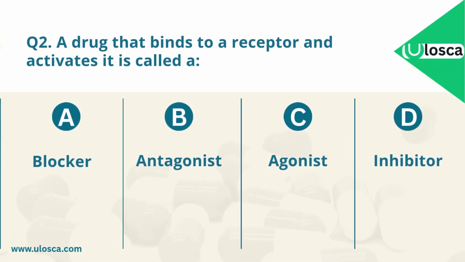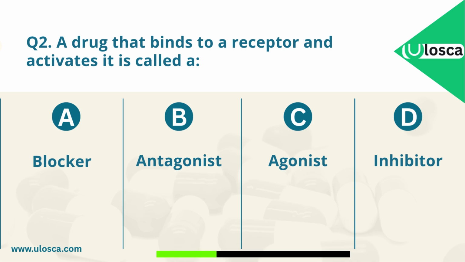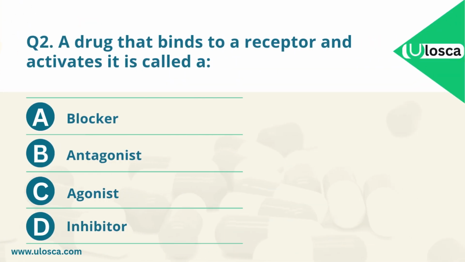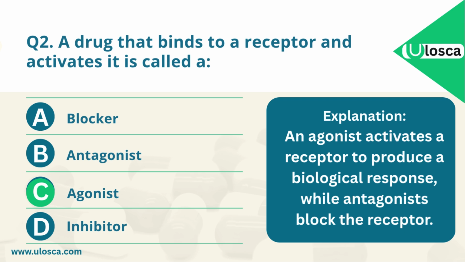Question 2. A drug that binds to a receptor and activates it is called A. Blocker, B. Antagonist, C. Agonist, D. Inhibitor. Which one is the correct answer? The correct answer is C. Agonist. Explanation. An agonist activates a receptor to produce a biological response, while antagonists block the receptor.